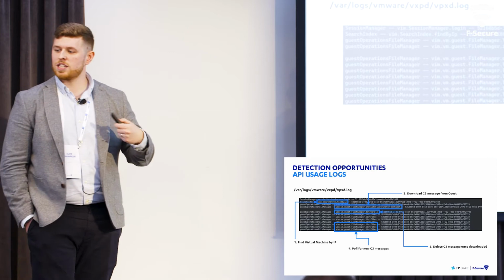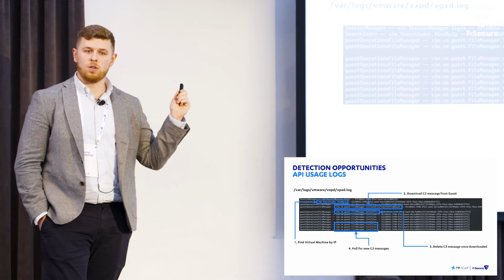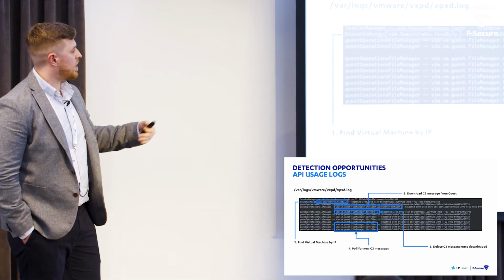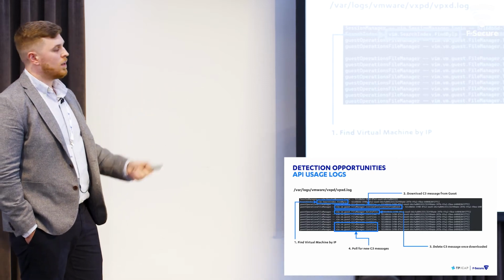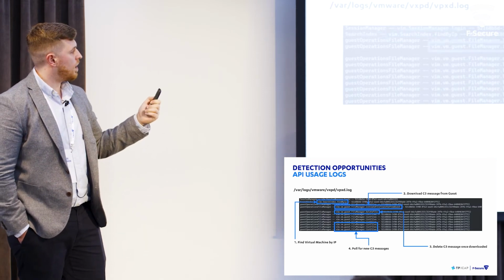API usage log. So this is a bit of a different one. Rather than focusing on endpoint activity, what we can do is look at the vpxd.log on the vCenter server. Here, you can see the beaconing behavior taking place. So as James mentioned, we're finding by IP address. So we have the IP of our target virtual machine. We can then initiate a file transfer.